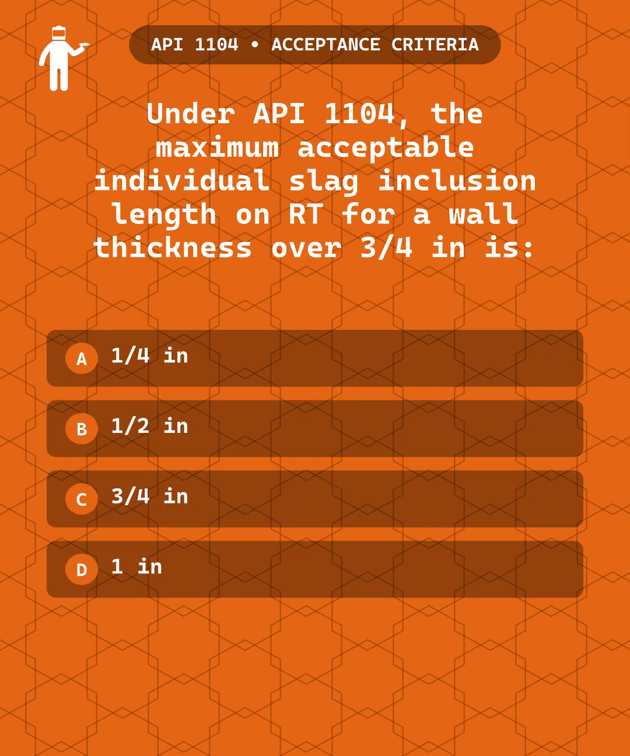Question 5. Under API 1104, what's the maximum acceptable individual slag inclusion length on RT for wall thickness over 3/4 inch? Is it A, 1/4 inch, B, 1/2 inch, C, 3/4 inch, or D, 1 inch?